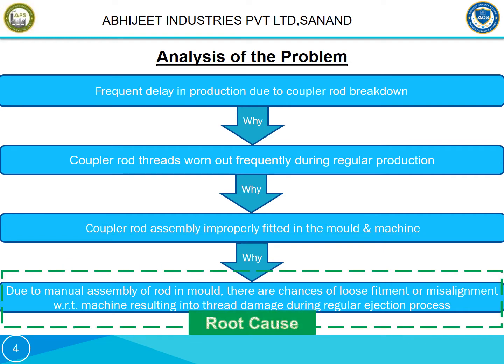Why? Coupler assembly was manual process, so there was chance to lose fitment, misalignment of the rod with respect to machine, and this was resulting thread damage of coupler. So this is our root cause. Now we need to eliminate this manual process of rod assembly.